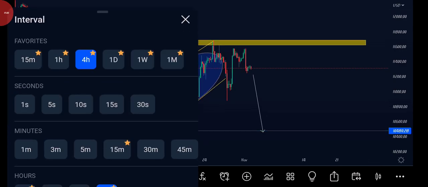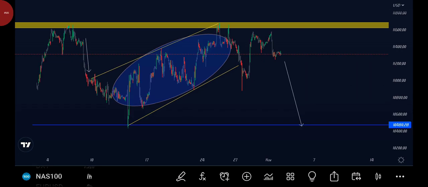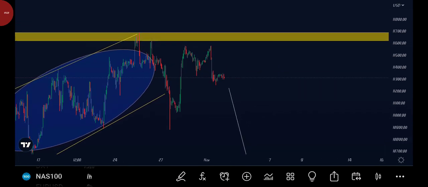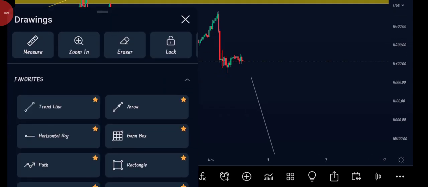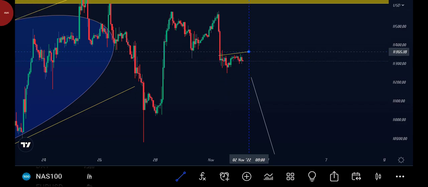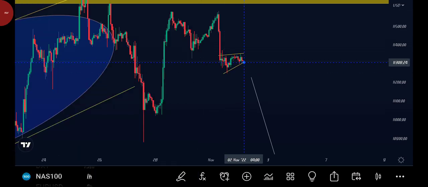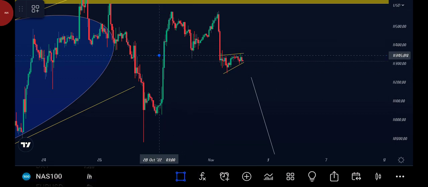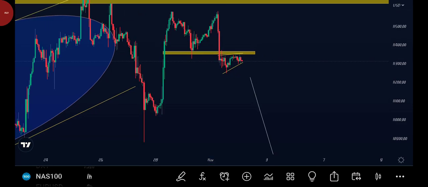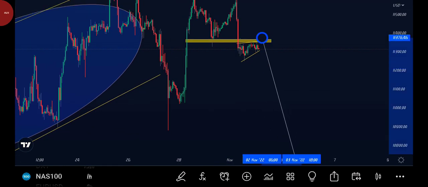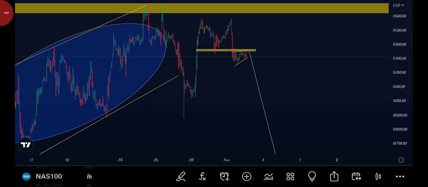So we may move to the one hour. Okay, from here I can see a bearish flag, which confirms a continuation of sales, and I can see a double top from here. So this is a double top, and it is currently at the neckline of this double top. So there is a high probability of this market dropping from there to the 90 of this channel, right? So that is it for Nasdaq.